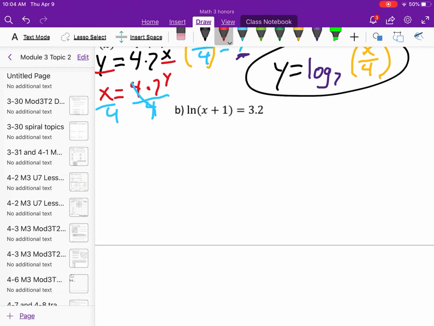Now, for some of us, we know this already, but ln means the log base e, and then (x + 1) in parentheses equals 3.2. Now, when we're looking at this, the first thing you've got to know is that ln means log base e. If you don't know that, that's okay, because that's something you can ask, and we can talk about it.